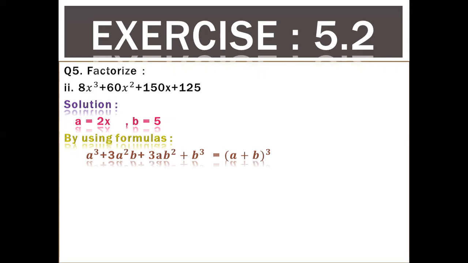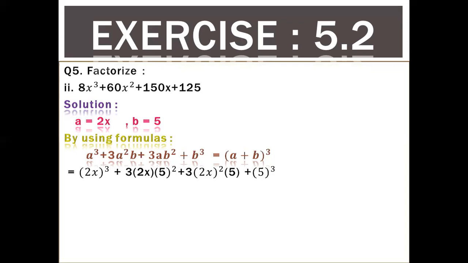It means according to our question, a is 2x, and b is 5. Only you put the values of a and b in the formula. Only you replace a and b with 2x and 5. A cube, instead of a, I write here 2x.